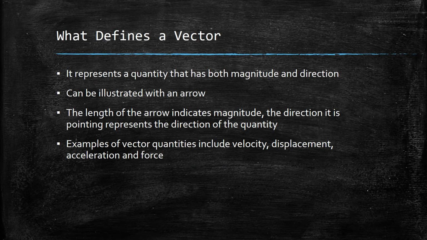A vector is something that represents a quantity that has both magnitude and direction. Magnitude being how much and direction being which way. I want to make sure we're clear on those two things. It can be illustrated with an arrow, which means this would be a vector. The length of the arrow indicates the magnitude. The direction it is pointing represents the direction. Some examples of vector quantities include velocity, displacement, acceleration, and force, which are some of the things we're going to get into this year.